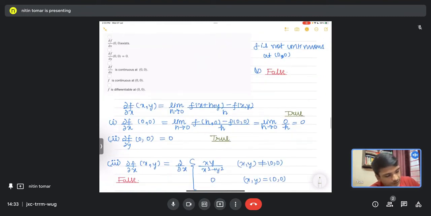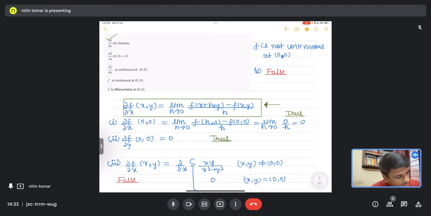So what is the definition of the partial derivative? It is this, right? Del f by del x at any point x comma y is the limit of f of x plus h comma y minus f of x comma y, divided by h, as h tends to 0. Now you plug in the values and we will get that del f by del x at 0 comma 0 is actually 0. So the first option is true.